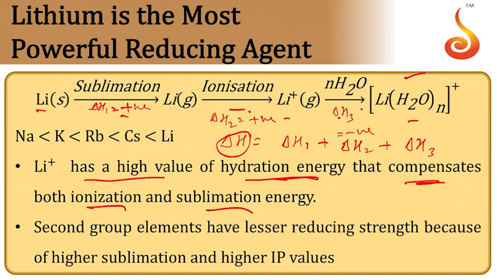and thereby lithium has the highest reducing strength. When you compare other elements, we can even replace lithium by a metal in general and construct a Born-Haber cycle, and we can know relatively which is the stronger reducing agent.